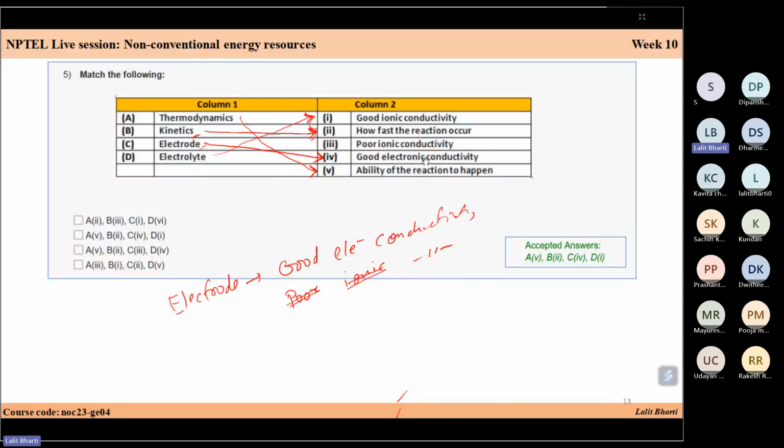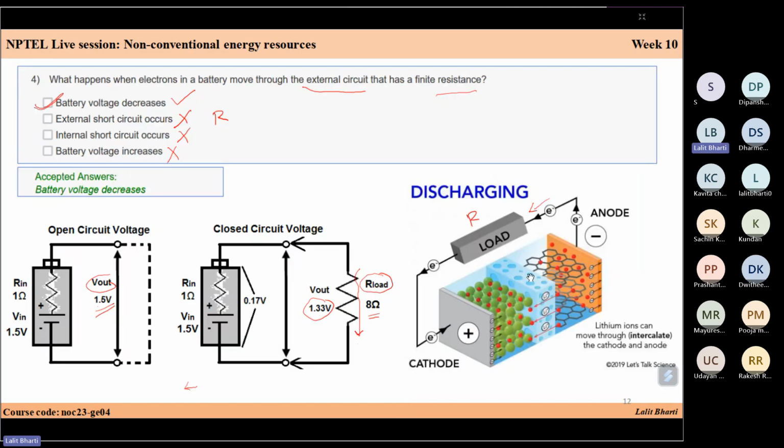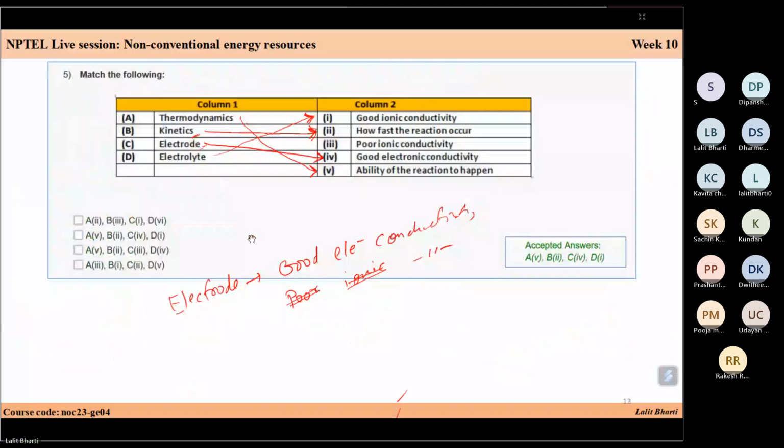Good electronic conductivity, so your electrodes, yes. Your electrode should be very high in electronic conductivity. If you have this battery, in the electrolyte your ionic conductivity should be high, and in your electrodes, your electronic conductivity should be high, because your electron flow will be from one electrode to another electrode. Whether charging or discharging, your electronic conductivity should be very high for the electrodes.